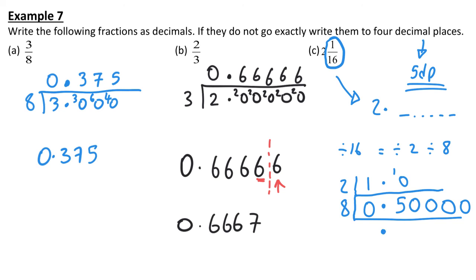I need to put in my decimal point first of all. 8 into 0 doesn't go. 8 into 5 doesn't go, and we carry a 5. 8 into 50 goes 6 times with 2 left over. 8 into 20 goes twice with 4 left over. And 8 into 40 goes 5 times, and that's it. There's no remainder, so we don't need to carry any further. So what we have is that 1/16 is 0.0625, so then 2 and a 16th is going to be 2.0625, because we need to remember about the 2 at the start.